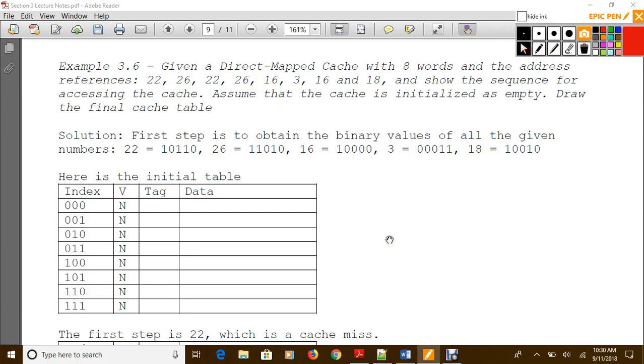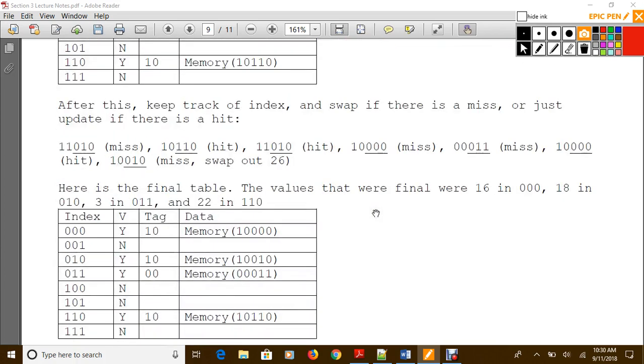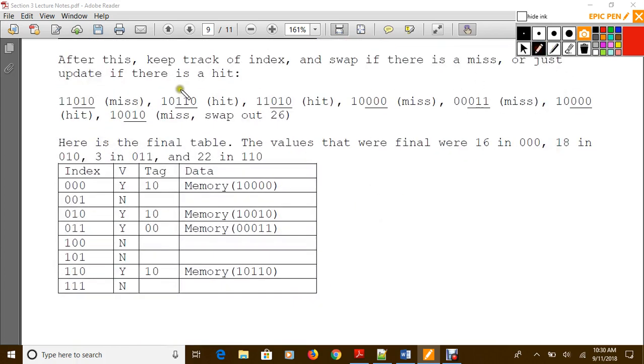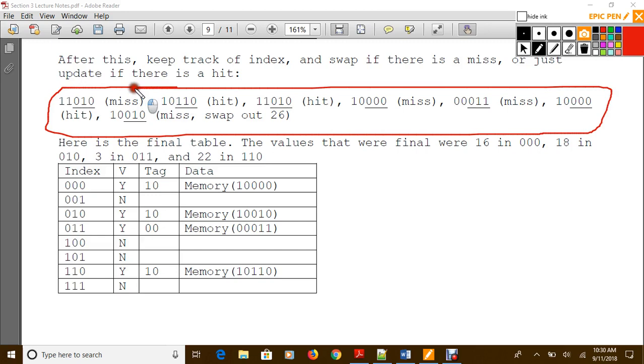So I'm including more detail here on the lecture notes than you'd be expected on an exam. What I do need to have is a final table and a description of whether it's a hit or a miss, right?